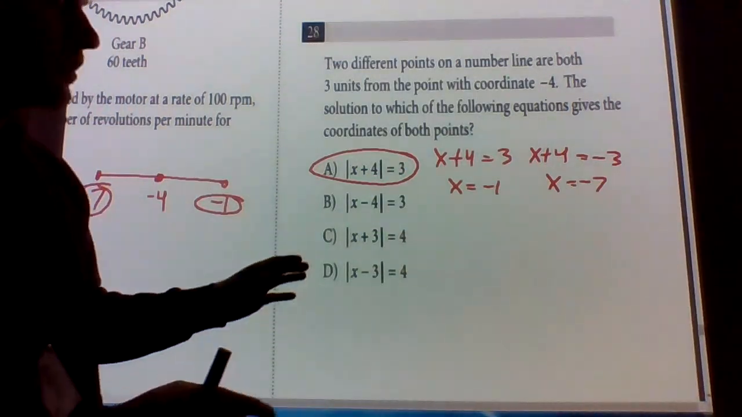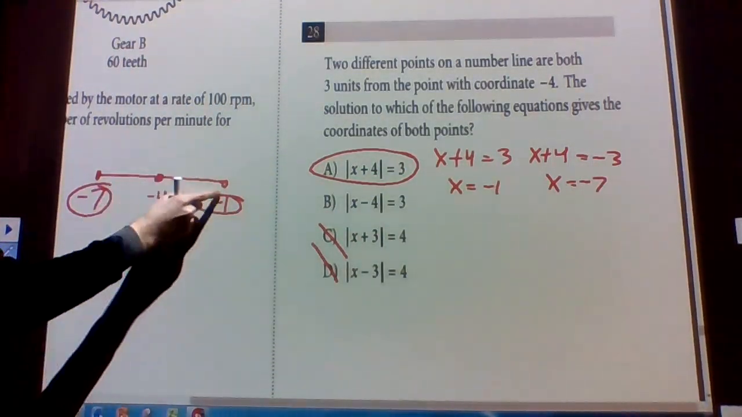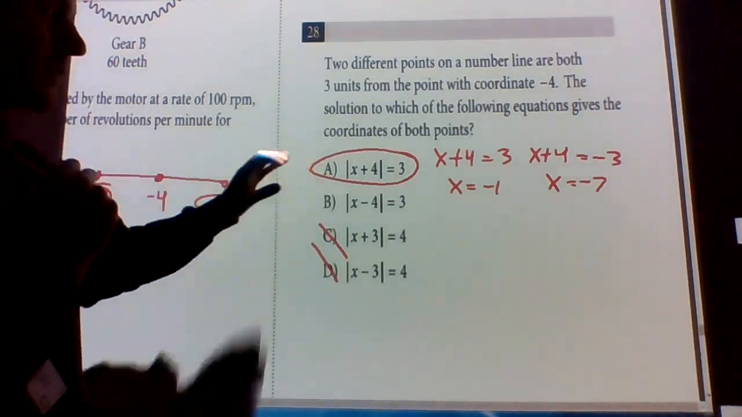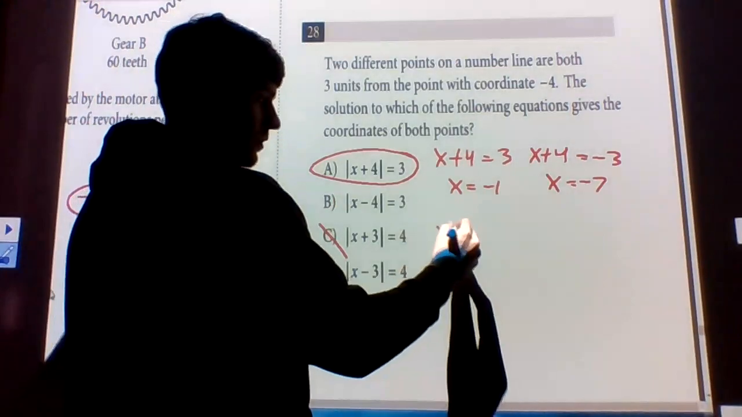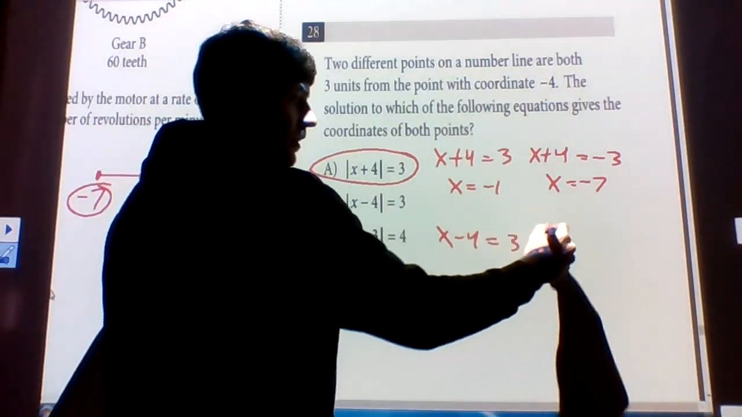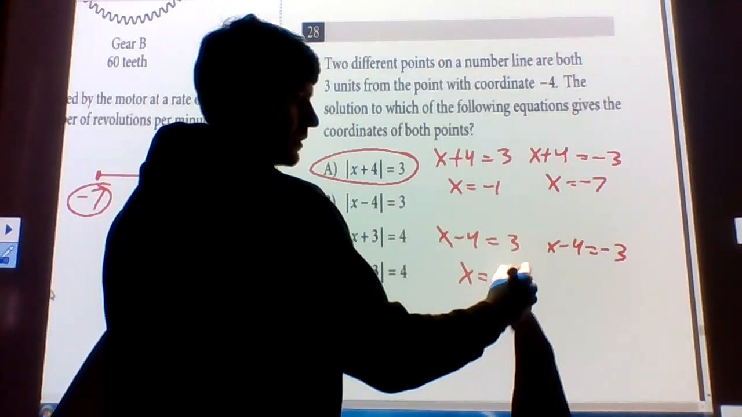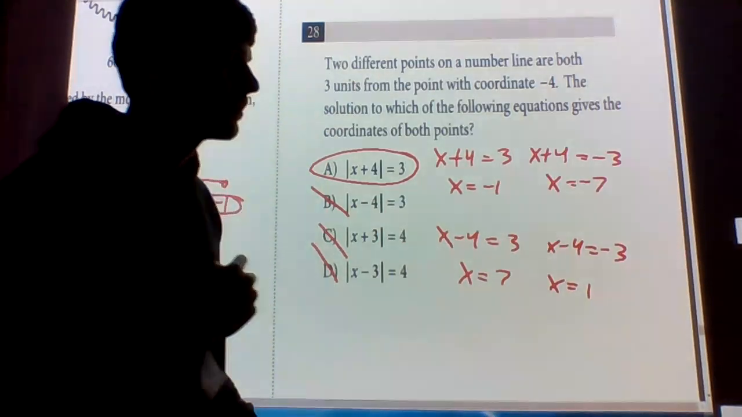The reason we knew it was not C or D is because we knew the gap here was 3 on each side. And then -4 was your inside coordinate. So you really had to just check your answers for A and B to see which one worked, right? If you did this one down here, you do x minus 4 equals 3, and x minus 4 equals -3. You would have x equals 7, and x equals 1. So it's not B either.